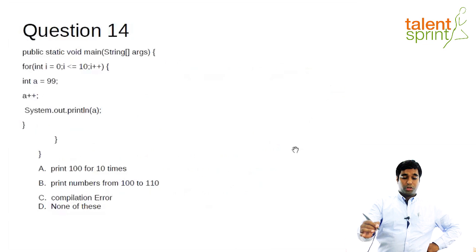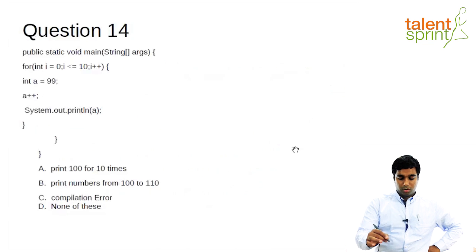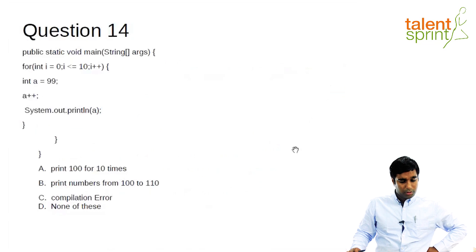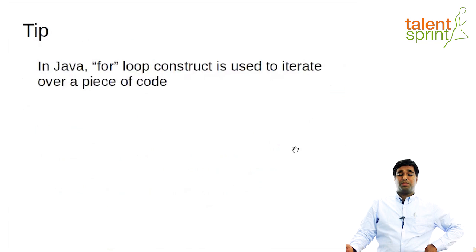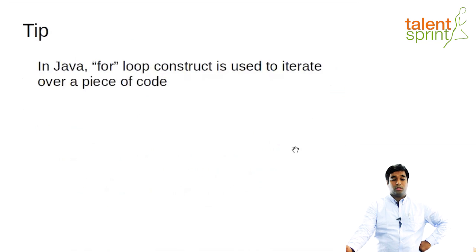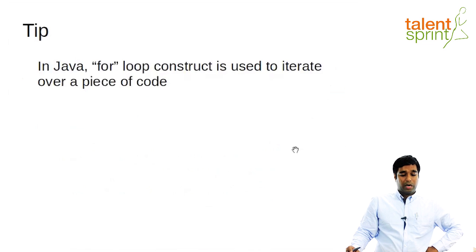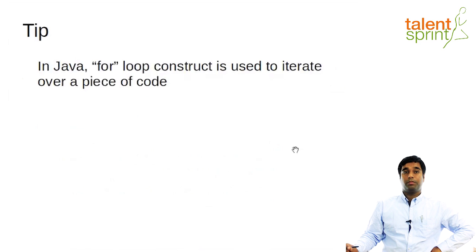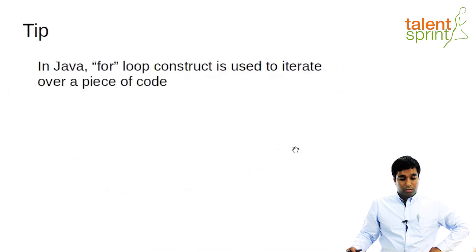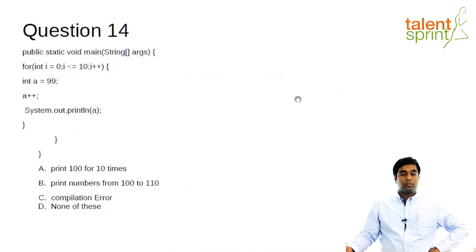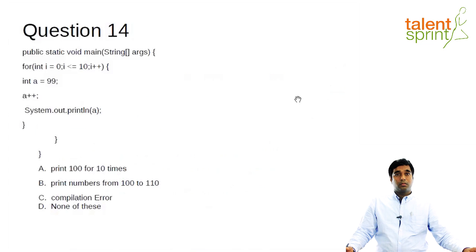So I'm just going to show you the tip. I think there's not much to show in the tip for this question. It's pretty simple. The for loop construct is used to iterate over a piece of code. If you have done any amount of programming in C, C++ or Java, you must know this part. So I'm displaying the question again. You guys can take a guess.